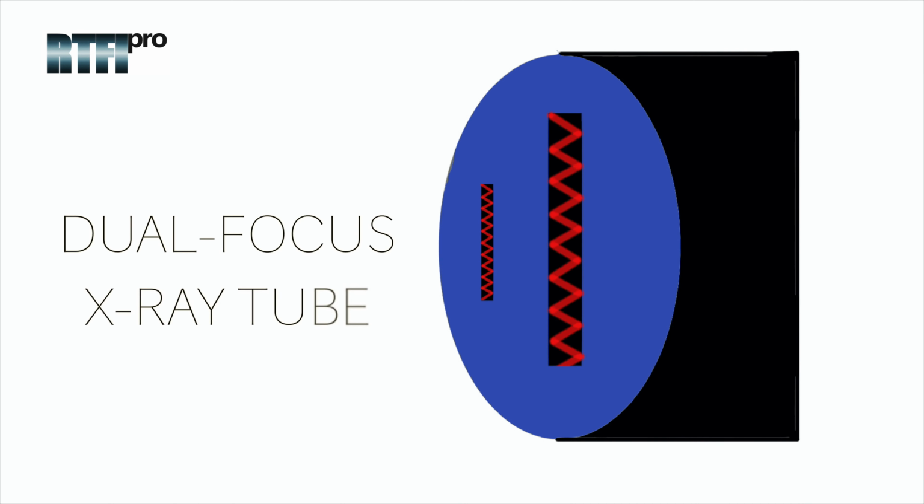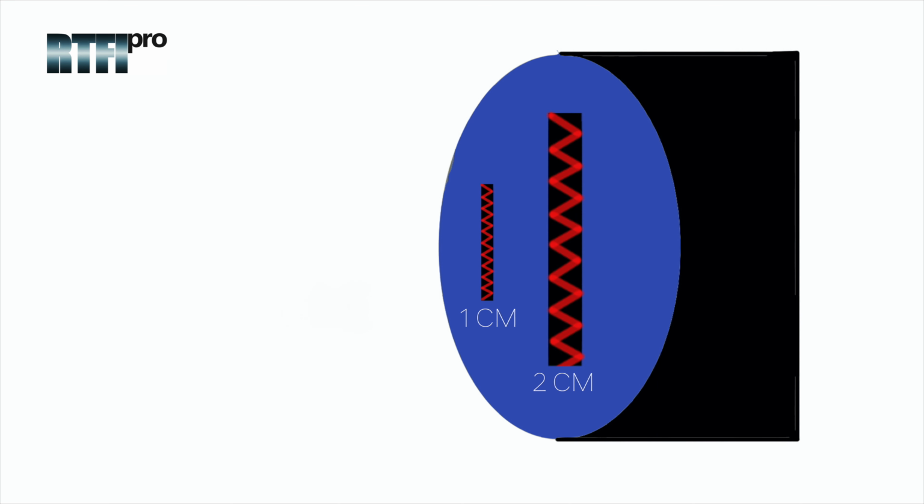Some X-ray tubes have two filaments, known as a dual focus X-ray tube, in which one filament is 1 centimeter or less in length and the other is 2 centimeters or less. The purpose of a dual focus X-ray tube would be to be more diversified for examination, as it can be used for both lower and higher MA for thinner and thicker objects.